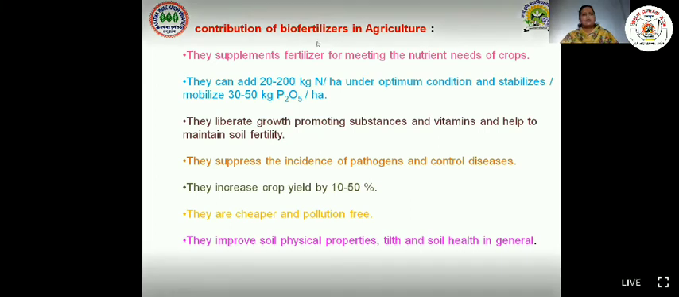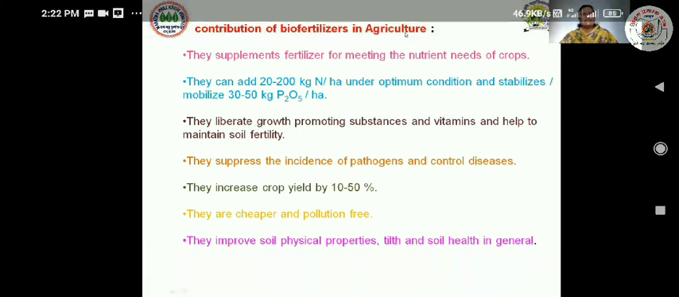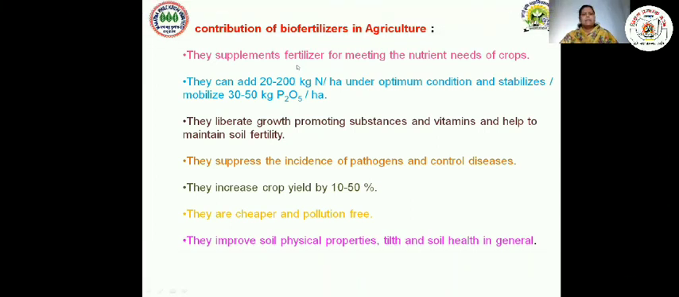What is the contribution of biofertilizer in agriculture? They supplement the fertilizers for meeting the nutrient needs of the crop. Then they can add 20 to 200 kg nitrogen per hectare under optimum condition and mobilize 30 to 50 kg P2O5 per hectare. Then they can liberate the growth promoting substances, vitamins, and help to maintain the soil fertility.